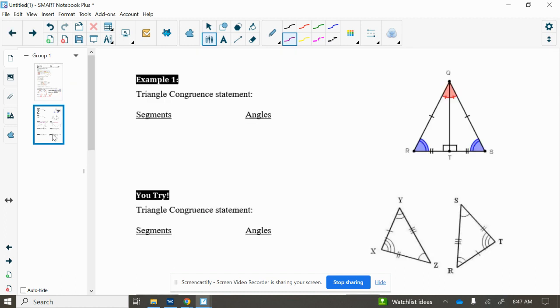All right, now on the back, we have an example here of our first triangle. Notice there are actually 2 triangles being divided up, and they are going to be congruent to each other.